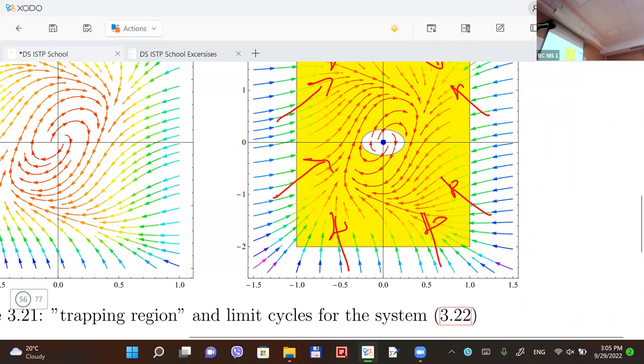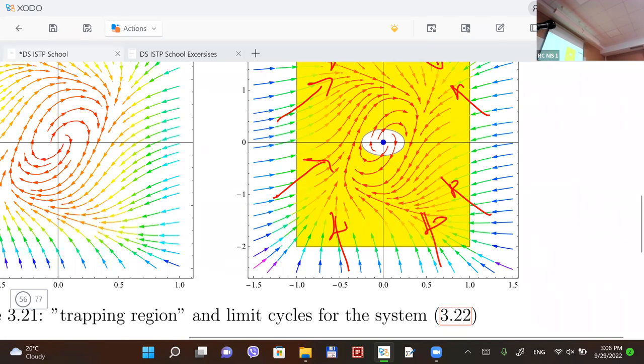A small region like the circle around the fixed point, we are sure by the definition of stability, the trajectory will leave that neighborhood and enter into the remaining region, this yellow one, without that circle, which is now the trapping region on which we can apply the Poincaré-Bendixson theorem and conclude that there is a limit cycle inside. Yeah, that is it.